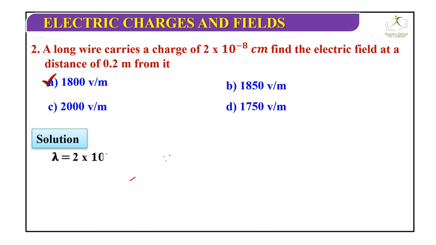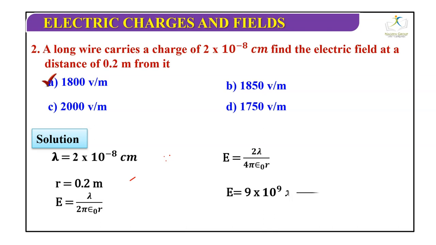For the solution, lambda is given here as 2×10^-8 C/m, and r is given as 0.2 meter. So we use the formula E equals lambda by 2 pi epsilon naught r. Put all these values here and we get the result. Hope you understand this question's solution.